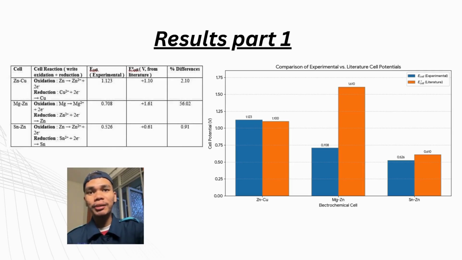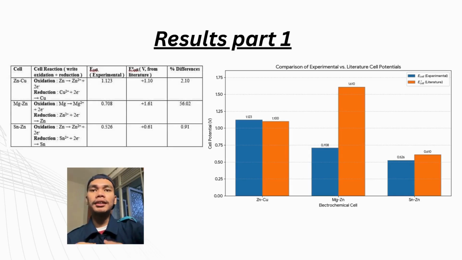However, our experimental potential was significantly lower, measured at only 0.708 volts. This led to a large percent difference of 56.02%. So what could account for this large error? Factors like non-standard concentration, high internal resistance, or perhaps an issue with the surface preparation of the magnesium electrode are common culprits when using highly reactive metals like magnesium.